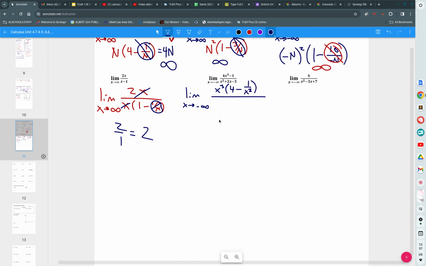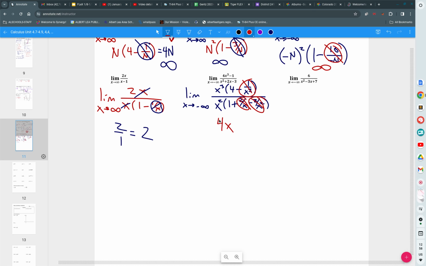Good. Divided by what do you factor out of the bottom? X squared, and you're left with 1 plus 2 over x minus 3 over x squared. Notice what happens is the 1 over x cubed, the 3 over x squared, and the 2 over x are all going to go away, aren't they? And then you have x cubed over x squared, which is going to reduce to just x, right? So that expression gives you 4x.